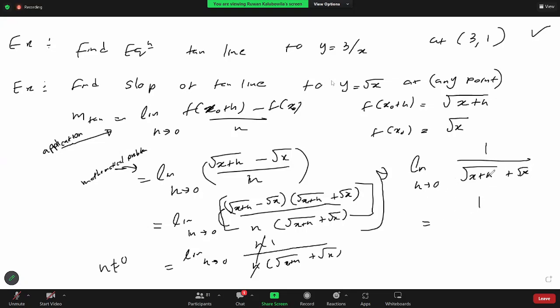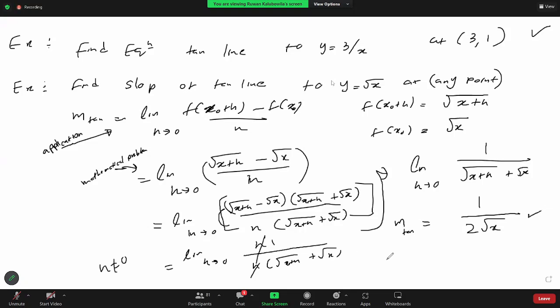This is equal to, with h equal to 0, root x plus root x, that means 2 root x. Right? This is the m tan. So the slope of the tangent line to y equals root x at any point is 1 over 2 root x. So this is the answer.